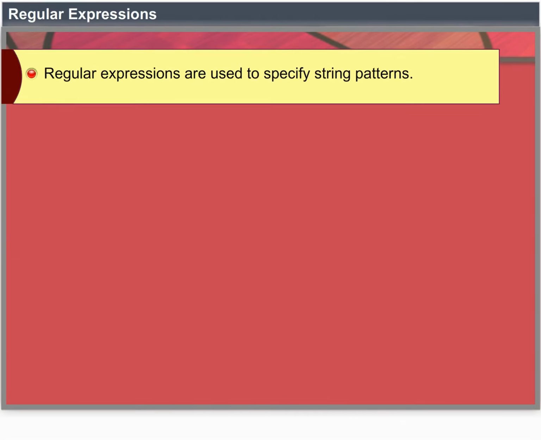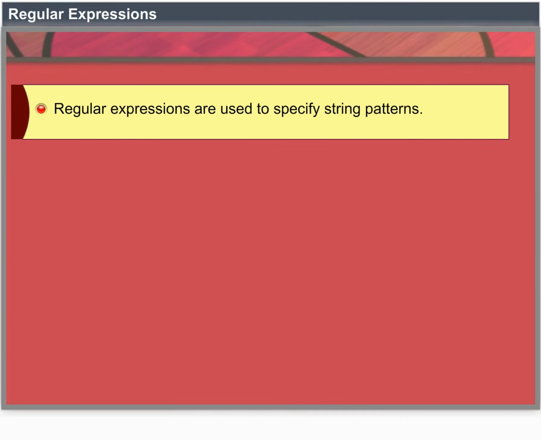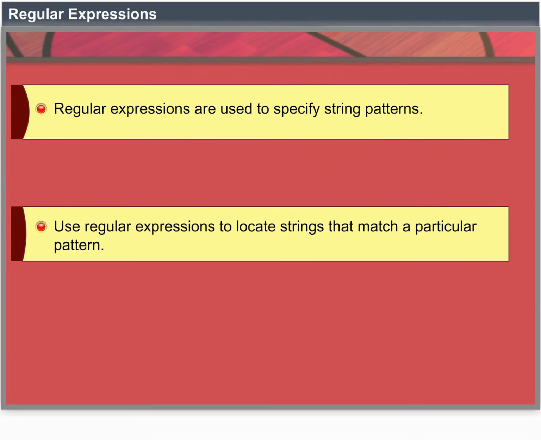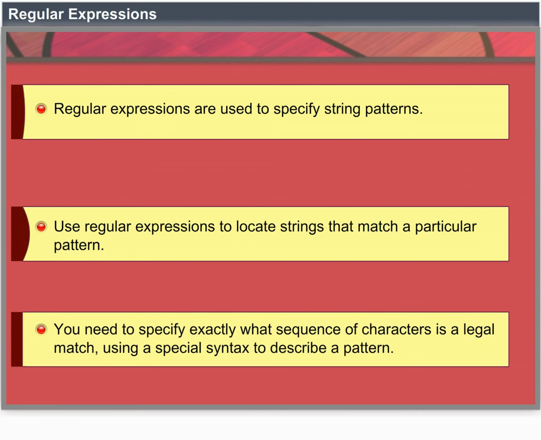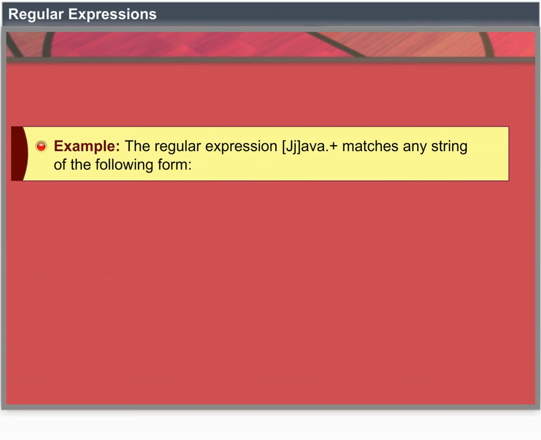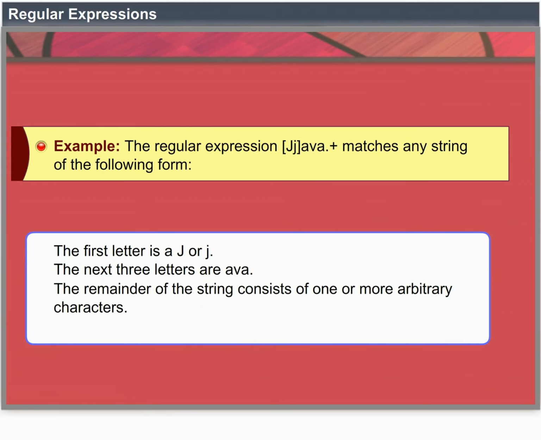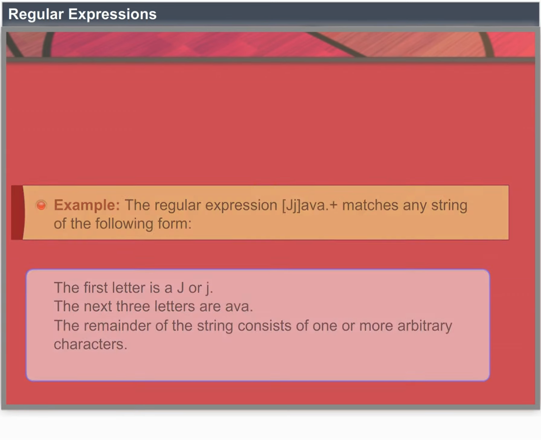Regular expressions. Regular expressions are used to specify string patterns. Use regular expressions to locate strings that match a particular pattern. You need to specify exactly what sequence of characters is a legal match using a special syntax to describe a pattern. Example, the regular expression [Jj]ava.+ matches any string of the following form. First letter is a capital J or small j. Next three letters are ava. The remainder of the string consists of one or more arbitrary characters.